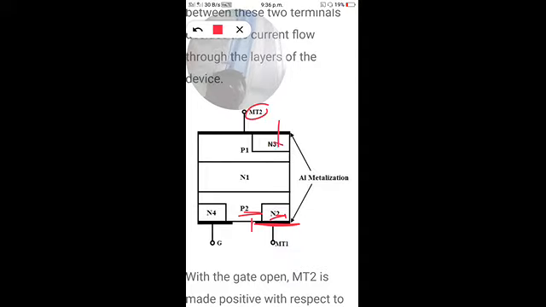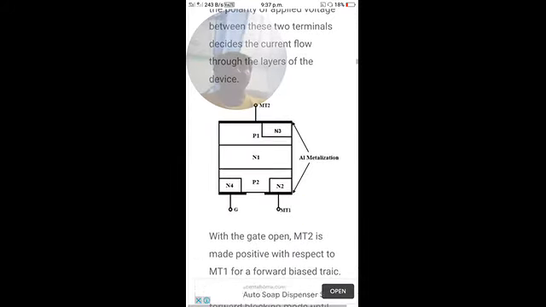connected to the layer N3 and the layer P1. Similarly, the gate terminal is connected to the layer P2 and the N4. So because of this connection of the terminals with the two layers, all the three terminals are connected to the two layers, so it allows four different modes of operation.